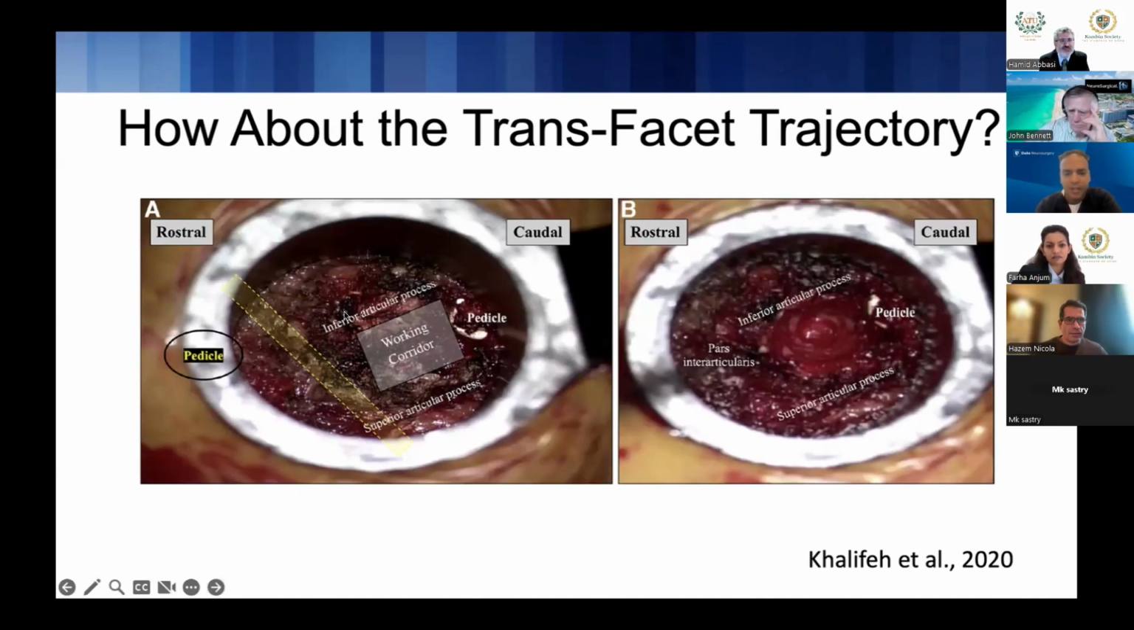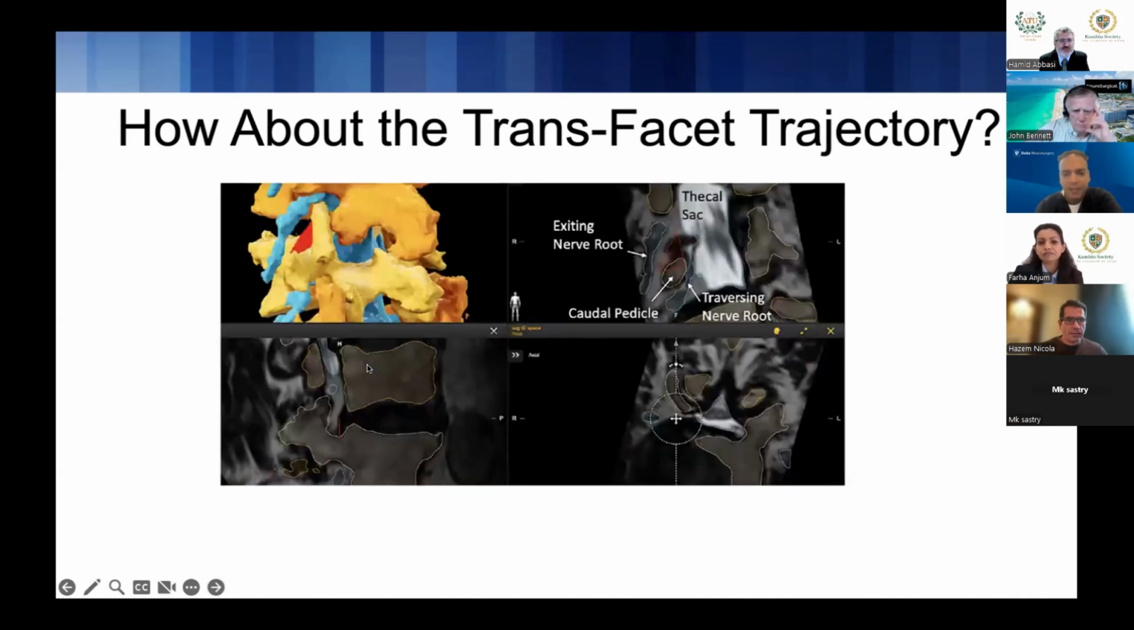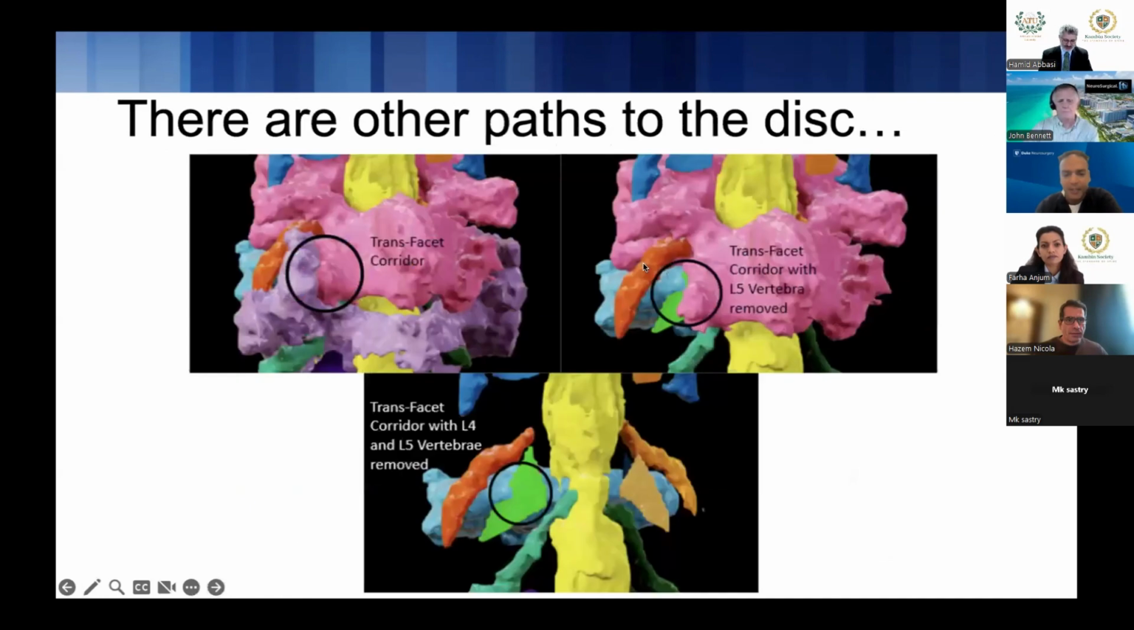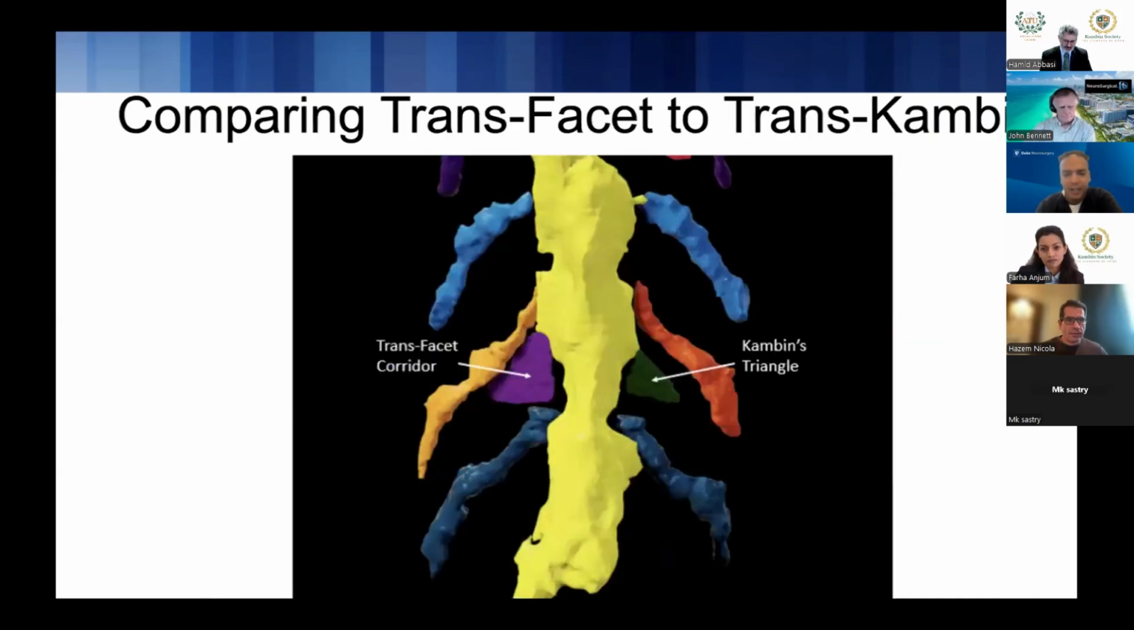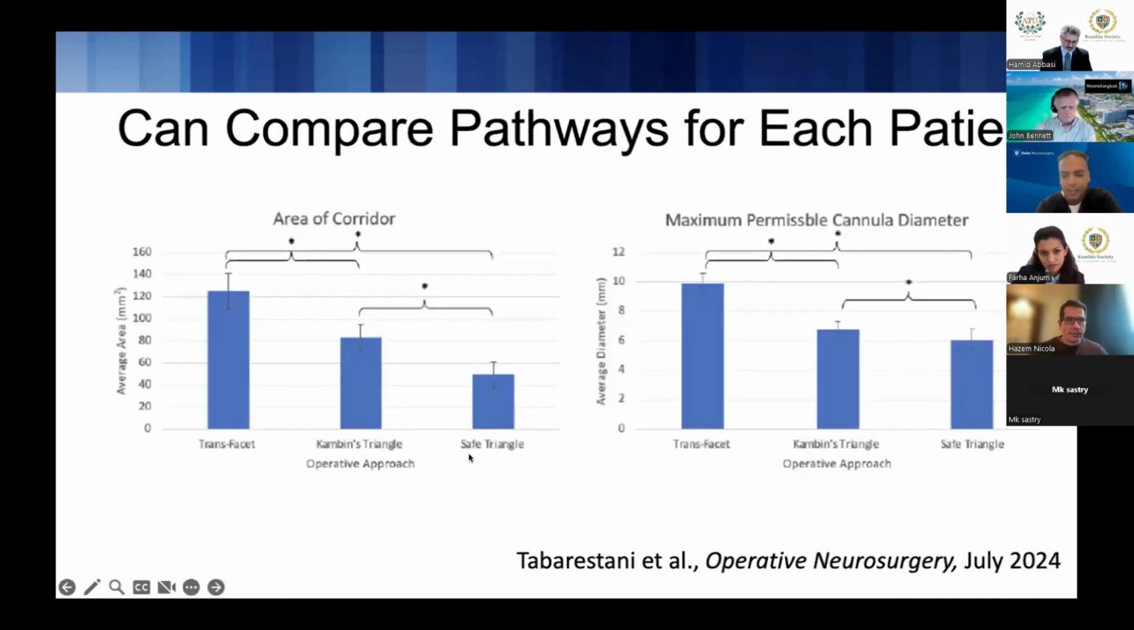So here we are. This is caudal, this is rostral, this is the IAP, this is the SAP, and you stay within this corridor here. And so we mapped this out using our MRIs again. And so we could see this transfacet pathway, we could compare it at each level, and we found certain interesting things. This paper was just published this month. You can look at the area of the corridor. We found that in general, the transfacet corridor will be larger. And you can look at the maximum permissible cannula diameter. So when you're thinking about putting a cage in and so on, you can actually decide what are the maximum dimensions of the cage that you're going to put in.